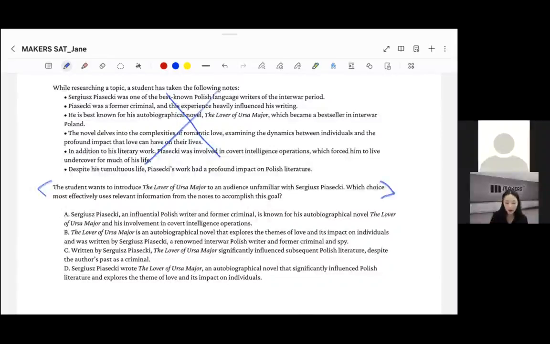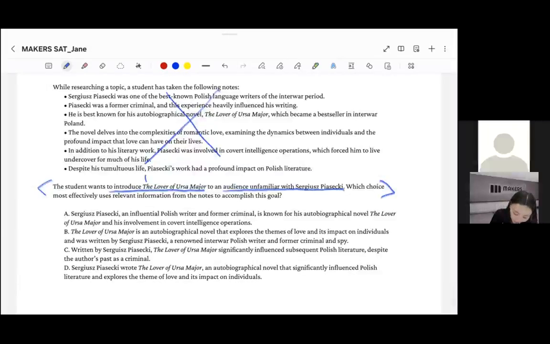The student wants to introduce The Lover of Ursa Major to an audience unfamiliar with Sergiusz Piasecki. Excuse my pronunciation. I have a difficult time pronouncing all these names. So once we are done identifying the points that we have to look for in the question, number one, we want to introduce The Lover of Ursa Major. Number two, to an audience unfamiliar with this person.